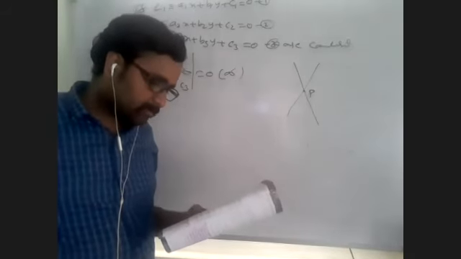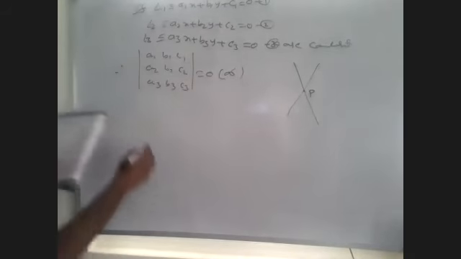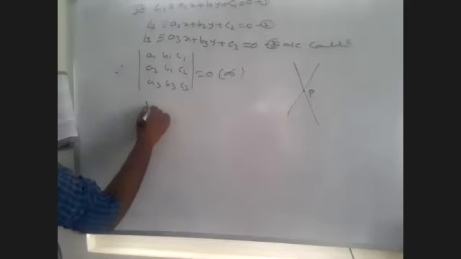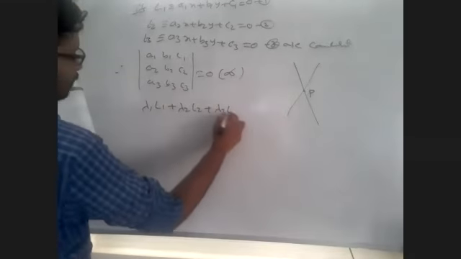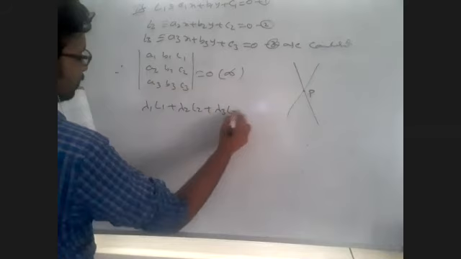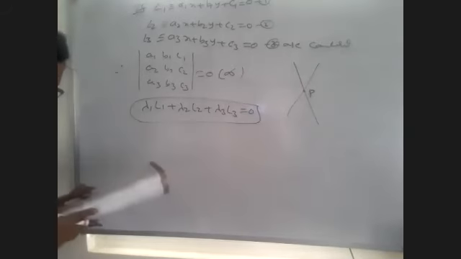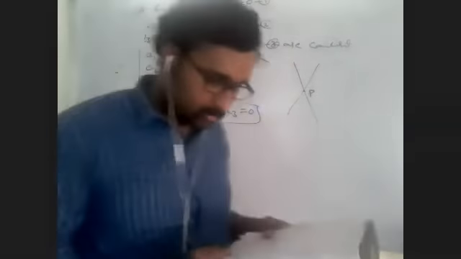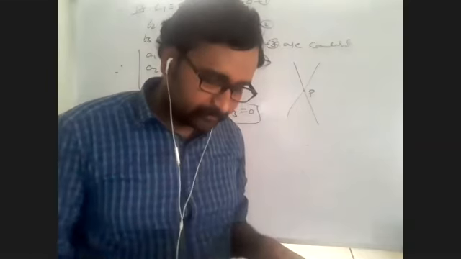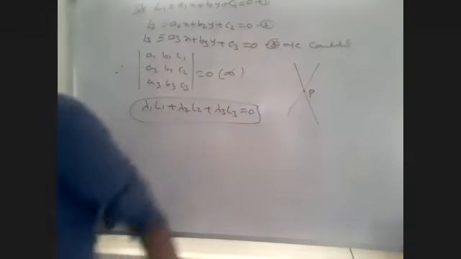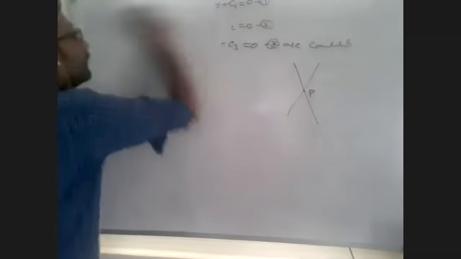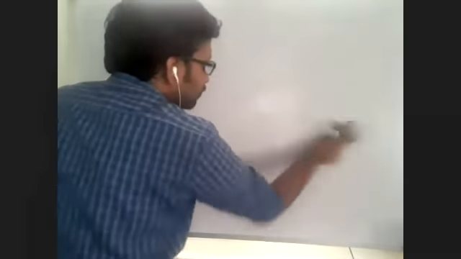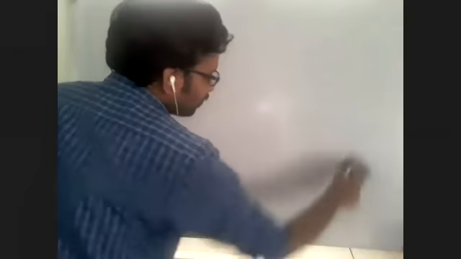And there exists a condition for concurrent lines: lambda 1 L1 plus lambda 2 L2 plus lambda 3 L3 is equal to 0. Yes. And one more. This is also very important. Now what I am giving, you should just remember and apply in the question. That's it.